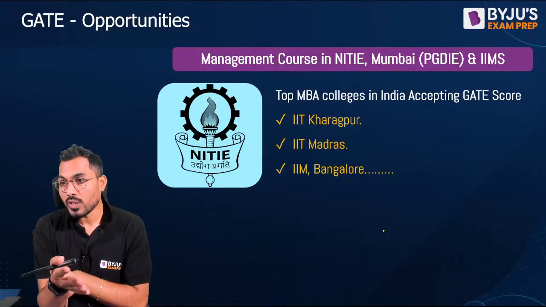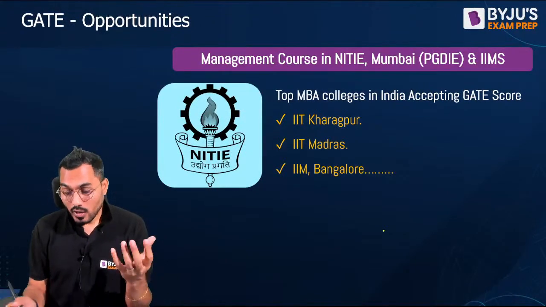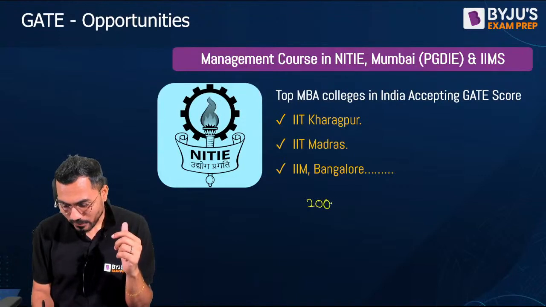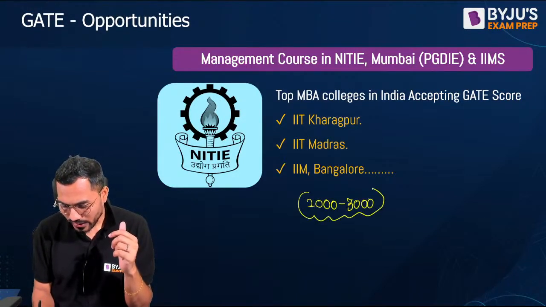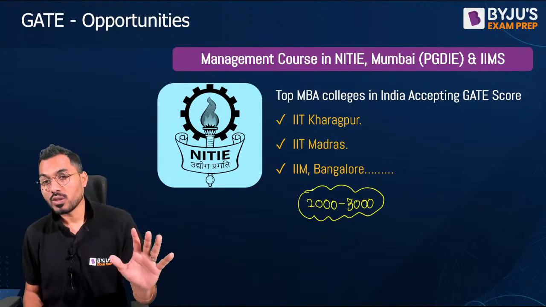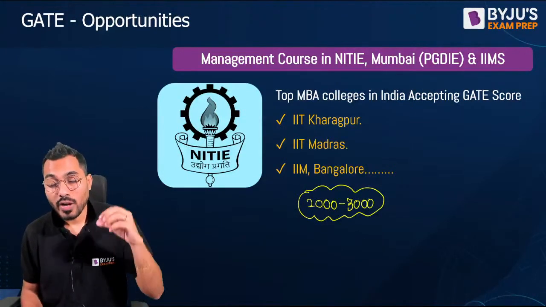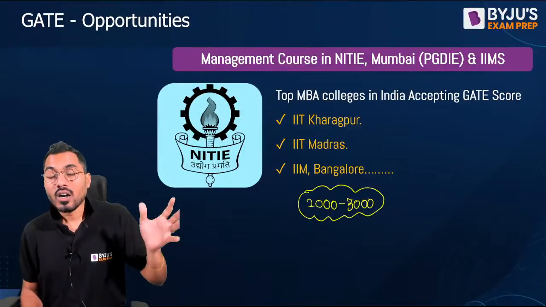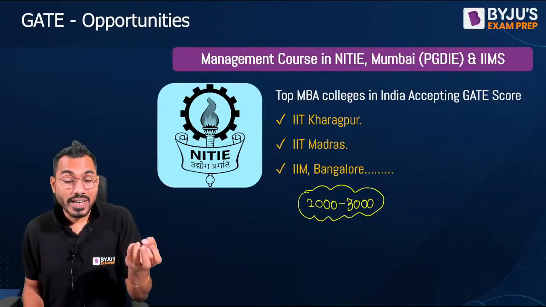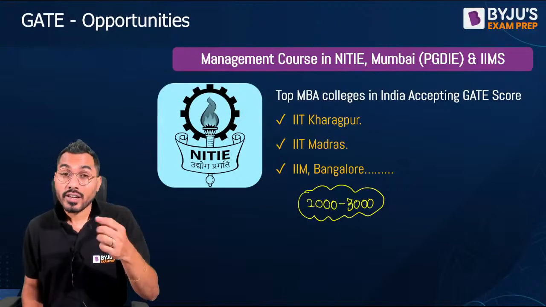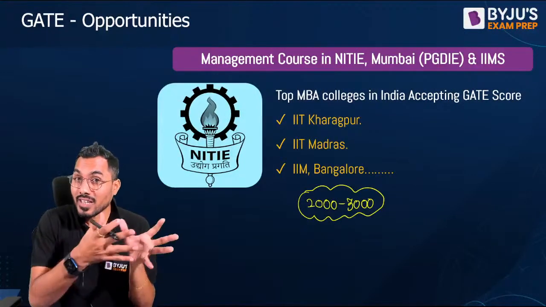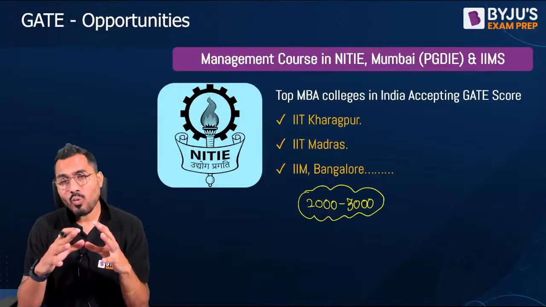And I already told you that there are certain management courses. If your rank is 2000 to 3000, even then you will get these management courses, right? You can go to these management courses. These are run by IIT Kharagpur, IIT Madras, and IIM Bangalore also takes these courses, where selection of candidates is done through the GATE score. So you have to have a wide spectrum.